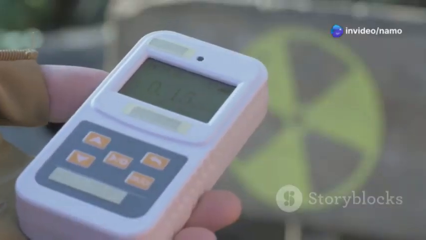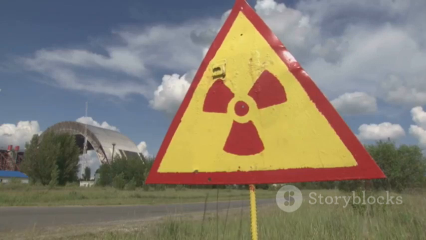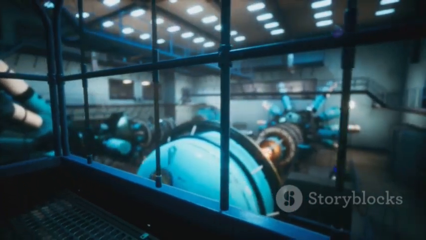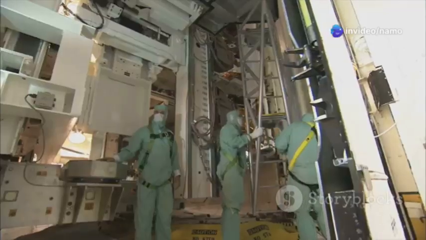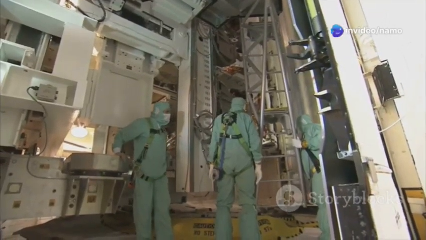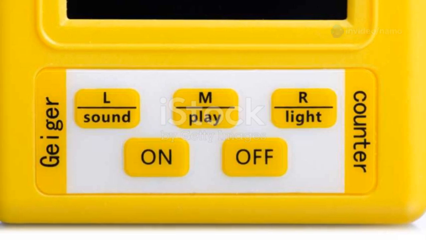This energy is what we call radiation. Radiation can be harmful to humans. It can damage our cells and lead to health problems. That's why it's so important to monitor radioactivity in nuclear facilities. We need to make sure that workers and the public are protected from radiation exposure. This is where radioactivity monitoring comes in.